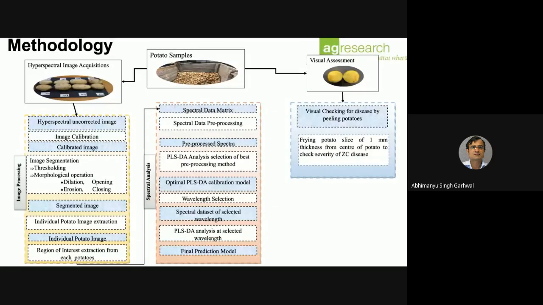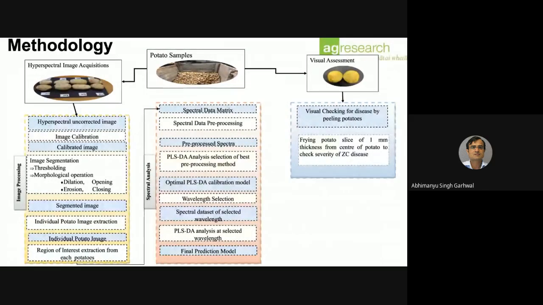Then we conducted a very big trial, and that's the methodology for the trial. We captured the images, then we calibrated the image, then we did the segmentation. We got the segmented image, then we extracted the individual potatoes from the tray, and then we extracted the region of interest, and then we did some spectral analysis. We got a spectral data matrix, applied some spectral data pre-processing, then we got the pre-processed spectra, then we did PLSDA analysis, developed an optimal calibration model, and finally found which wavelengths are most suitable for the model. Then we did another validation test: is it diseased or healthy?